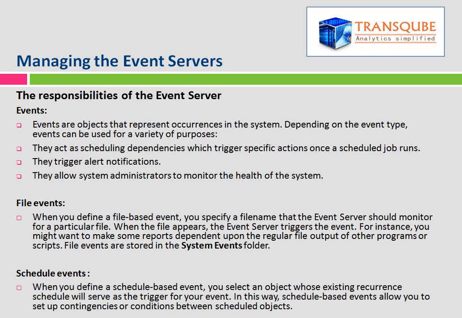File events. When you define a file-based event, you specify a file name that the event server should monitor for. When the file appears, the event server triggers the event. For instance, you might want to make some reports dependent upon the regular file output of other programs or scripts. File events are typically stored in the system events folder.